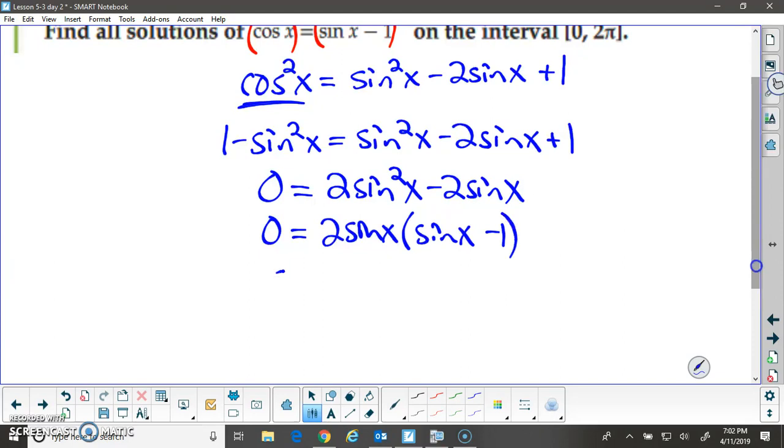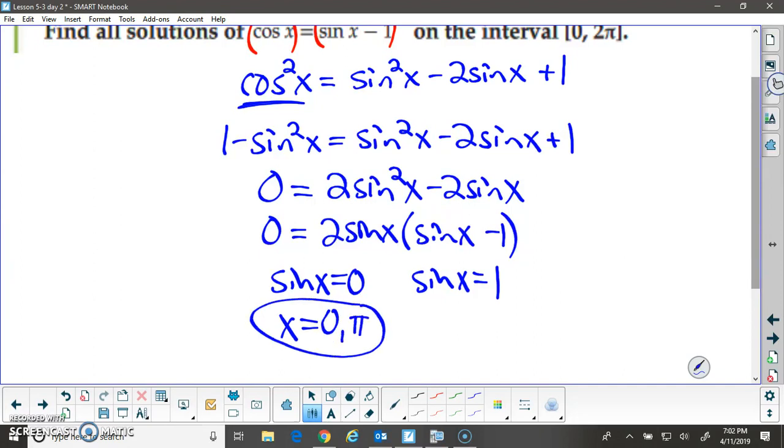Setting each factor equal to 0, we'll get sine of x equals 0, and we'll get sine of x equals 1. Sine equals 0 at 0 and pi. There's 2 solutions. Sine equals 1 at half pi. There's a third solution to this equation.